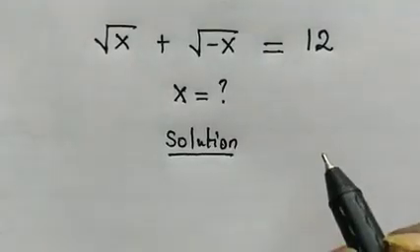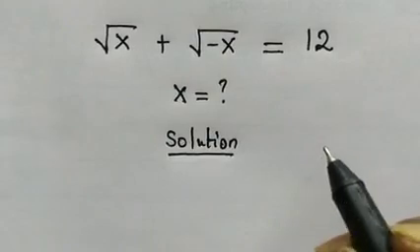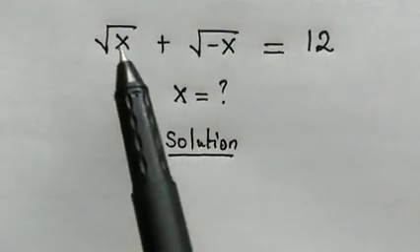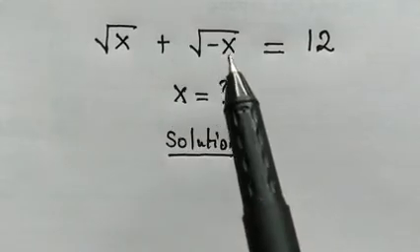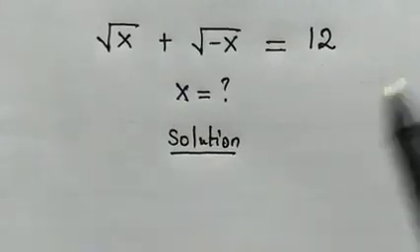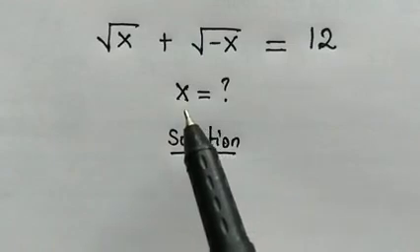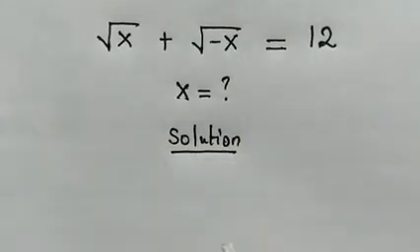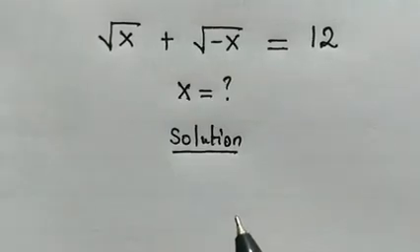In our today's video, we're going to solve this interesting equation. We have the square root of x plus the square root of negative x is equal to 12. And in this video, we're going to solve for all values of x. Okay. Now we need to take note of the following.